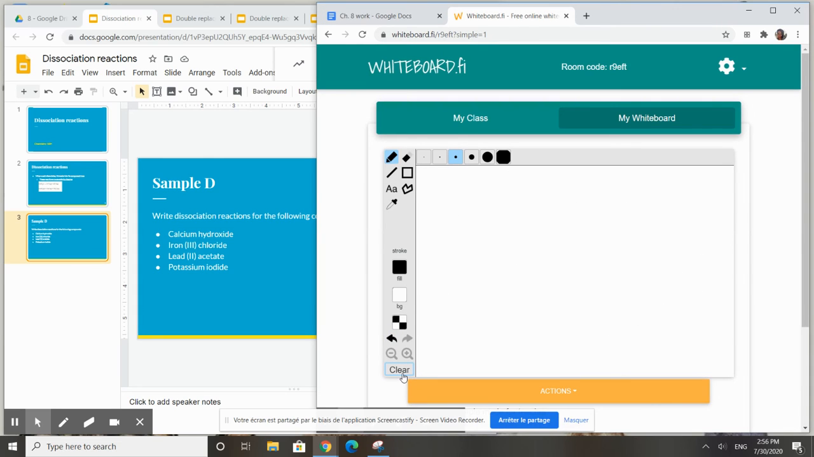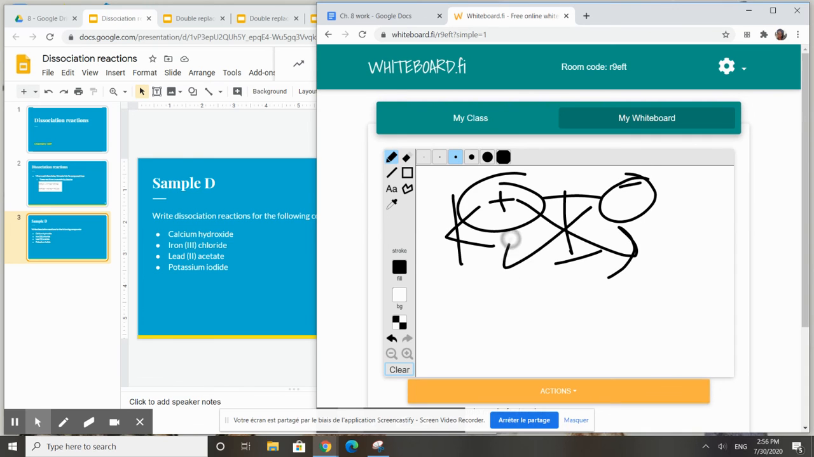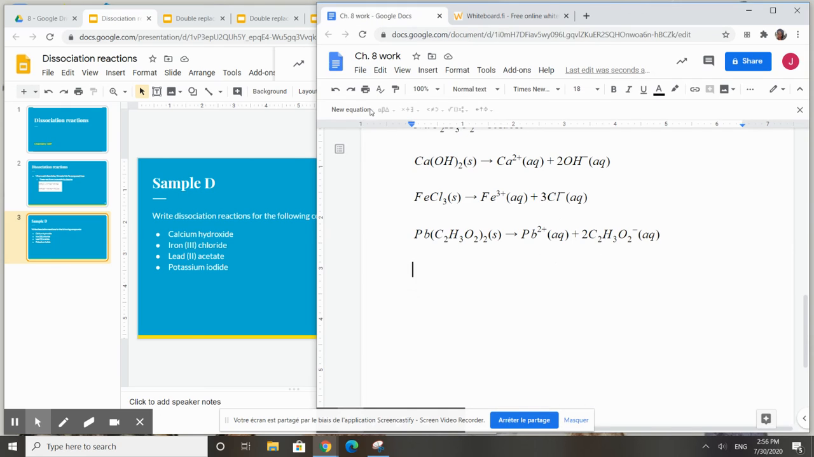And then last one, I've got potassium iodide. It's just KI. I list the ions that make them. And then this is already balanced, so I don't have to do anything else to that.